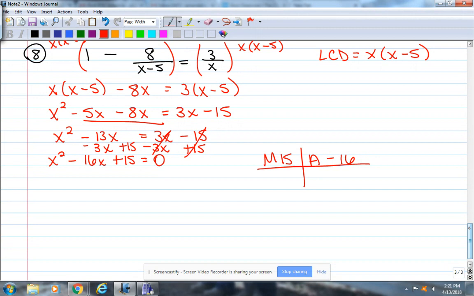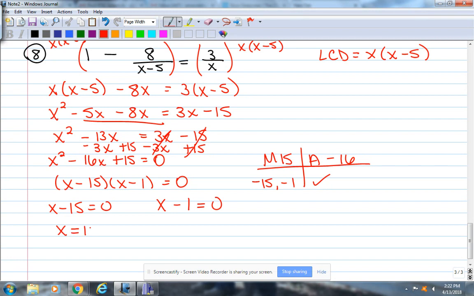Can y'all tell me what does that? Negative 15, negative 1. Very good. Now this is a nice one because the leading term is a 1. And with the leading term being a 1, you can go straight from the table to your answer. So that's x minus 15 times x minus 1 equals 0. So now you're all factored. You just set them both equal to 0. X equals positive 15. X equals positive 1.